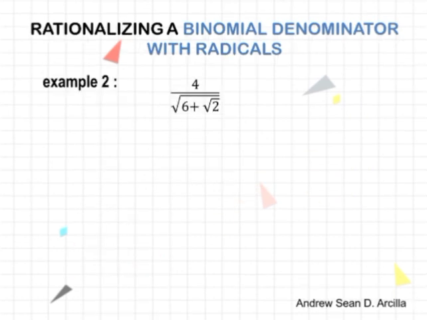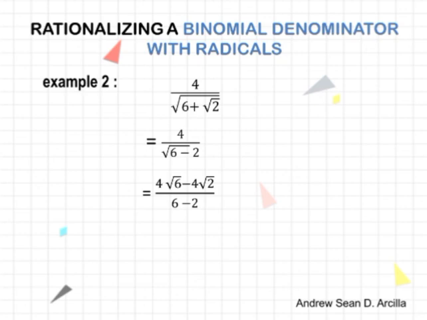Let's have another example. 4 over the square root of 6 plus the square root of 2. Kagaya ng kanina, we will also find the conjugate of the denominator and multiply it. Ang answer ay 4 the square root of 6 minus 4 the square root of 2 over 6 minus 2. Ngayon na multiply na natin, kailangan natin may simplify ito. 4 the square root of 6 minus 4 the square root of 2 over 4. Pwede pa natin itong i-divide o masimplify. The square root of 6 minus the square root of 2. At ayan na ang final answer natin.